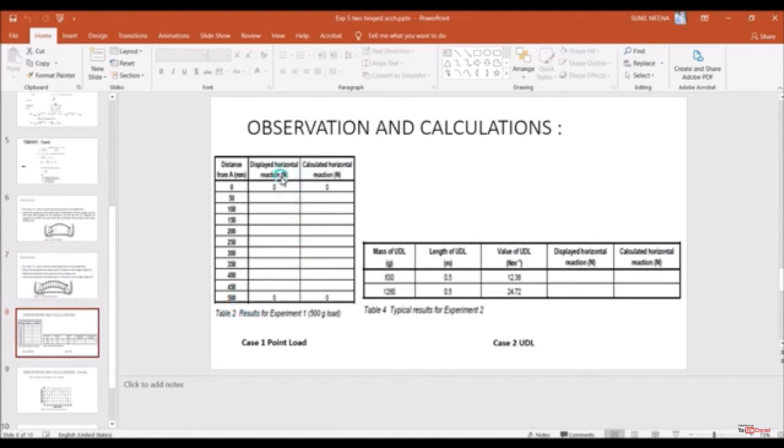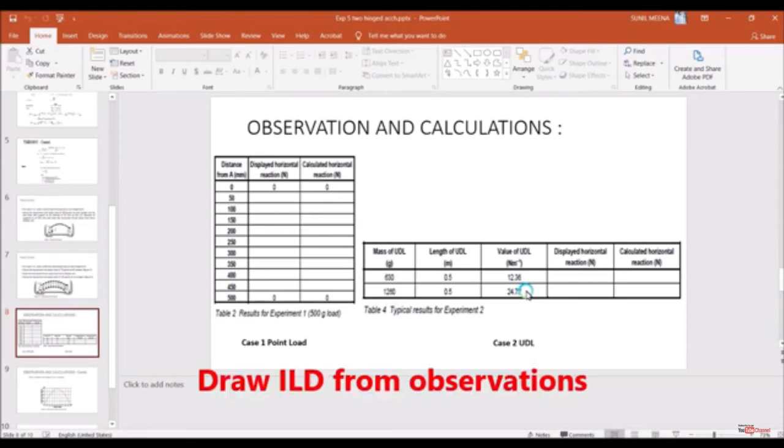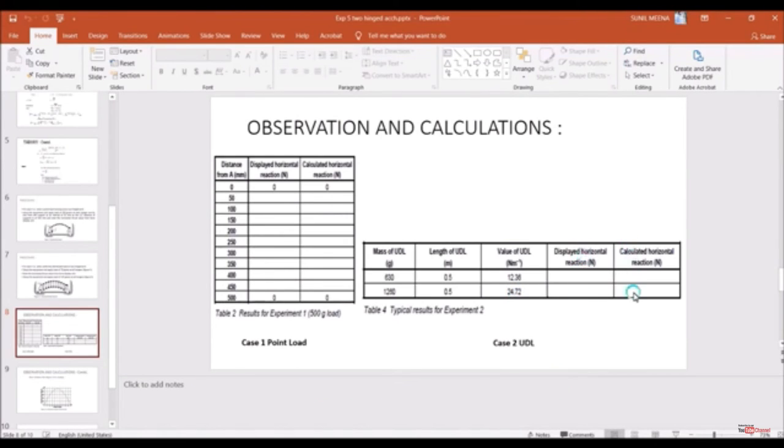In observations and calculations, whatever is the displayed horizontal reaction, we will write here, and the calculated horizontal reaction you can write as well. In the second case, when uniformly distributed load is applied, for the length of the UDL, the UDL value will be 12.36 Newton per meter, and for the second case there will be 24.72 Newtons per meter uniformly distributed load. So the displayed horizontal reaction you can write here, and you can calculate the horizontal reaction.